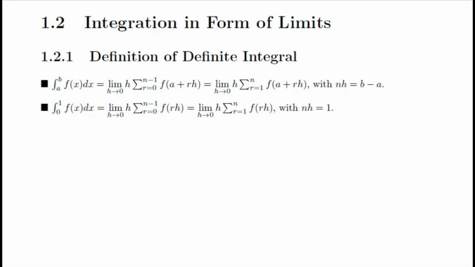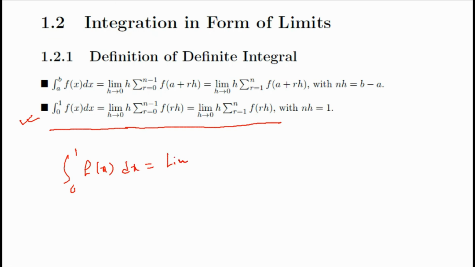And after that, if a equal to 0 and b equal to 1, then we can easily write down this integral in a standard form, and using that form we will solve some problems. So basically integral 0 to 1 f(x) dx equals limit h tends to 0, h summation r equal to 1 to n f of rh, where nh equal to 1. This is the idea.